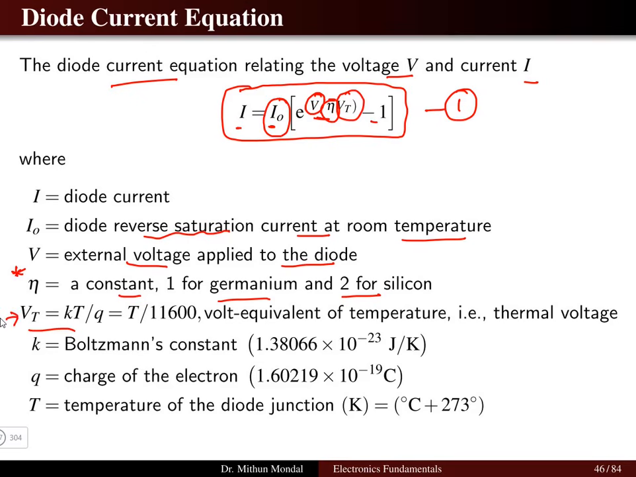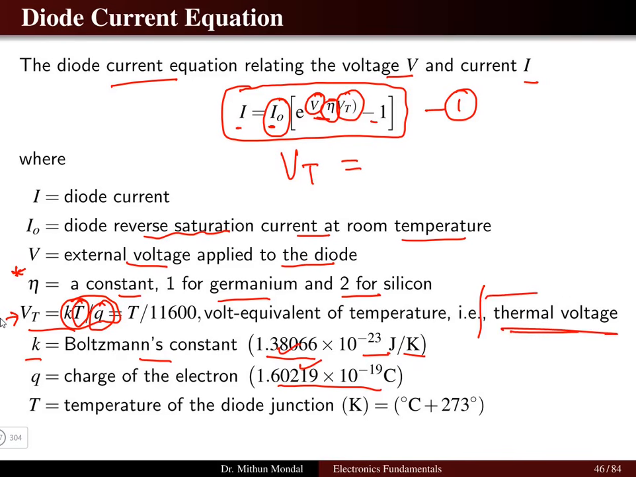Vt is the thermal voltage which we have to calculate. Thermal voltage is equal to kT by q. Here k represents the Boltzmann constant, which is 1.38 times 10 to the power minus 23 joule per Kelvin, T represents the temperature in Kelvin, and q is the charge on the electron, which is 1.6 times 10 to the power minus 19. If we put in the Boltzmann constant and charge on the electron, then Vt, the thermal voltage in the diode current equation, is equal to T divided by 11600. So we can use this equation directly and substitute the value to get the diode current equation.